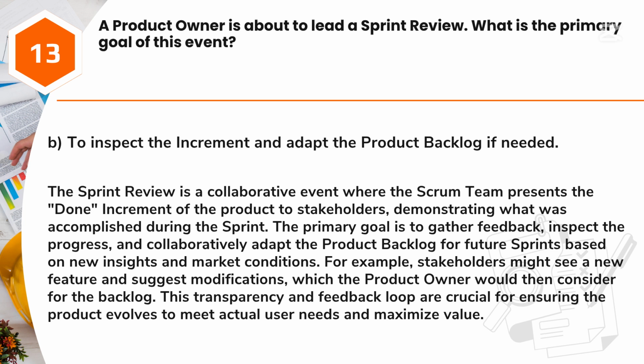The sprint review is a collaborative event where the Scrum team presents the done increment of the product to stakeholders, demonstrating what was accomplished during the sprint. The primary goal is to gather feedback, inspect the progress, and collaboratively adapt the product backlog for future sprints based on new insights and market conditions. For example, stakeholders might see a new feature and suggest modifications, which the product owner would then consider for the backlog. This transparency and feedback loop are crucial for ensuring the product evolves to meet actual user needs and maximize value.